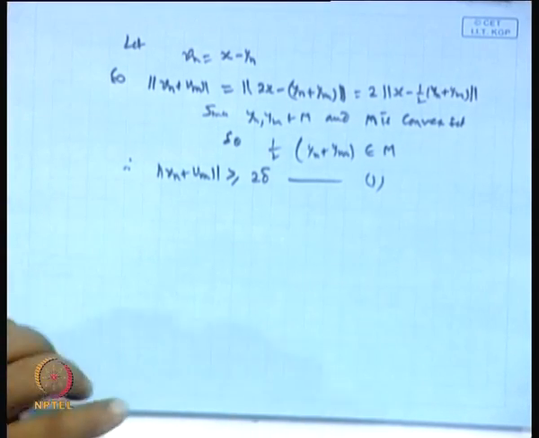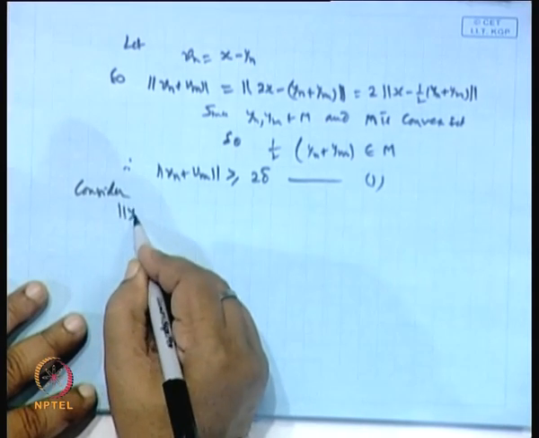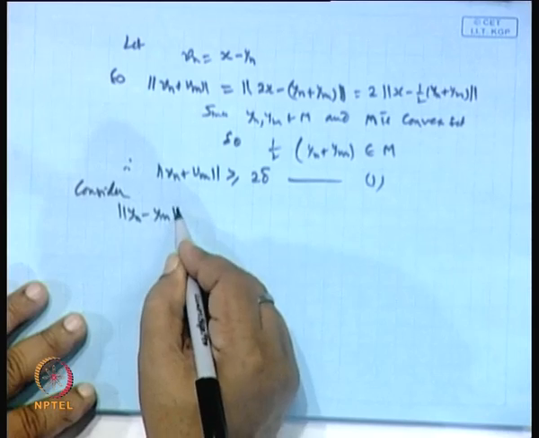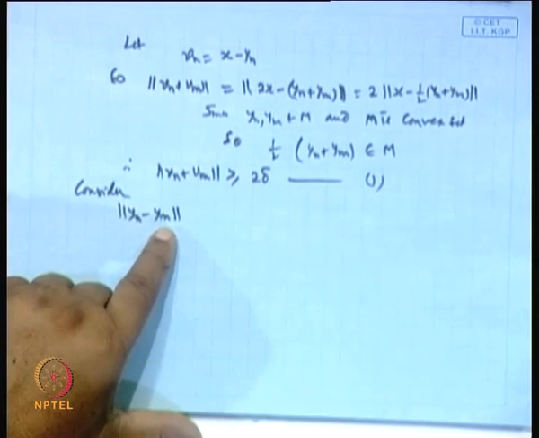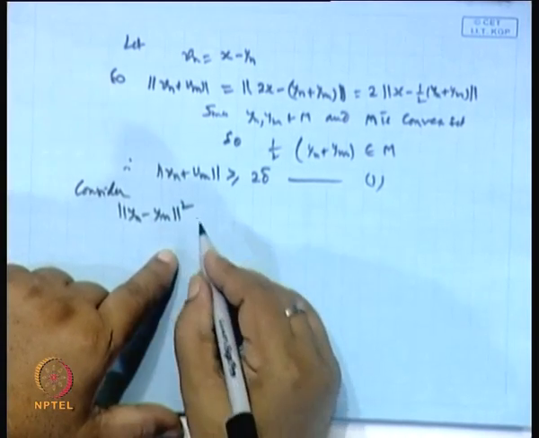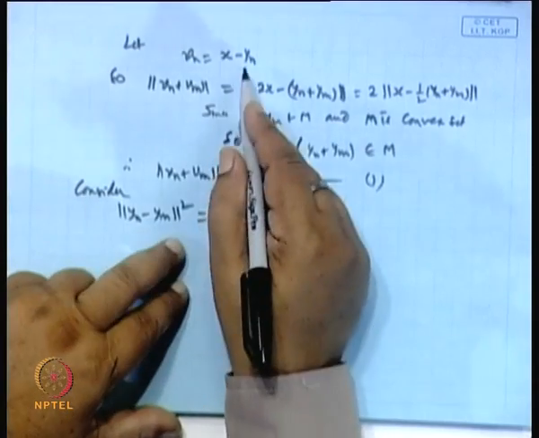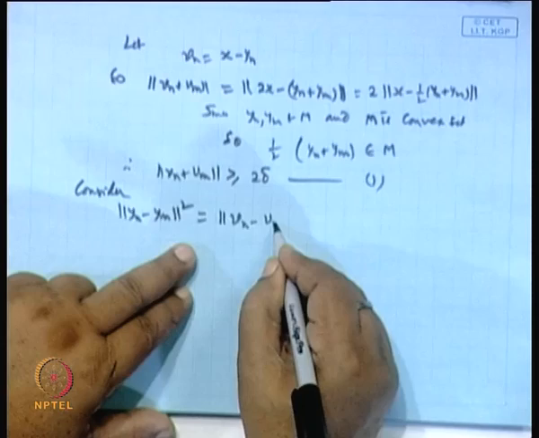Now, consider norm of yn minus ym, because we want this to be Cauchy. So, norm of yn minus ym goes to 0 when n, m are sufficiently large, then it is Cauchy. So, let us consider this square, yn minus ym. What is this? Is it not the same as Vn minus Vm whole square?